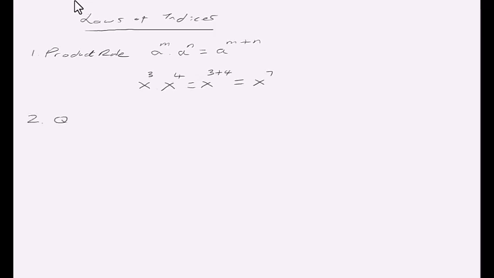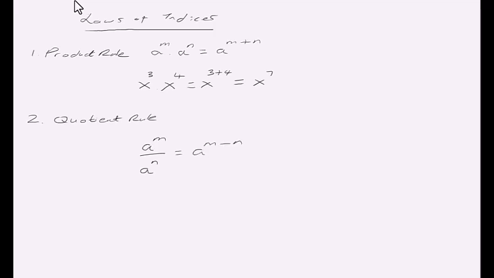The next one, number 2, is known as the quotient rule. And that's because we're dealing with division. And this simply says that if you have a variable a to the power of m divided by variable a to the power of n, this is equal to a to the m minus n.